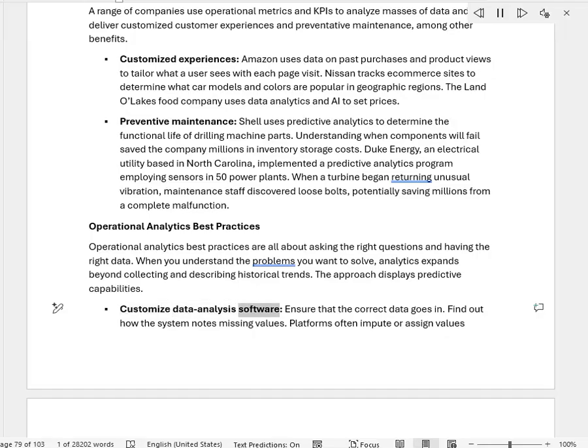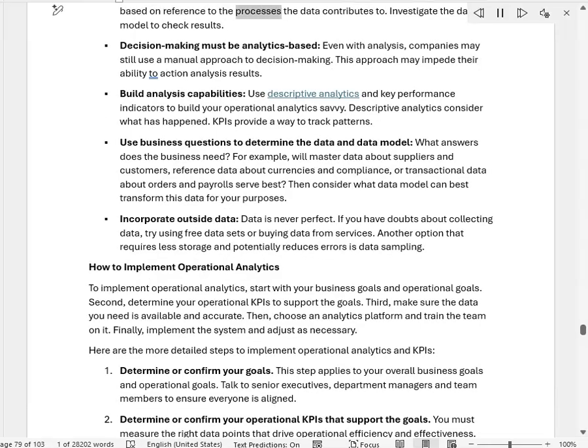Customized data analysis software. Ensure that the correct data goes in. Find out how the system notes missing values. Platforms often impute or assign values based on reference to the processes the data contributes to. Investigate the data model to check results.